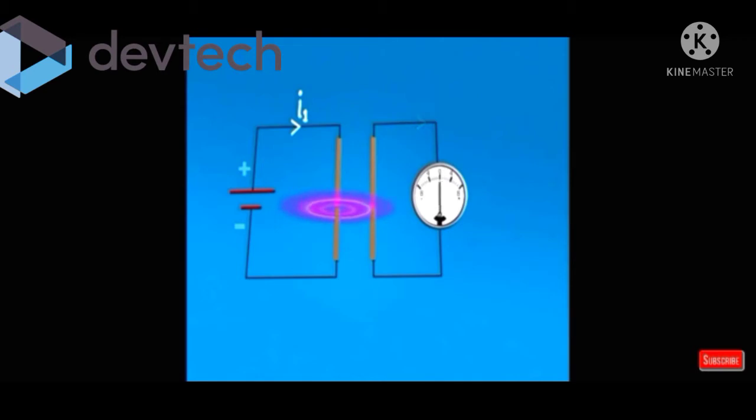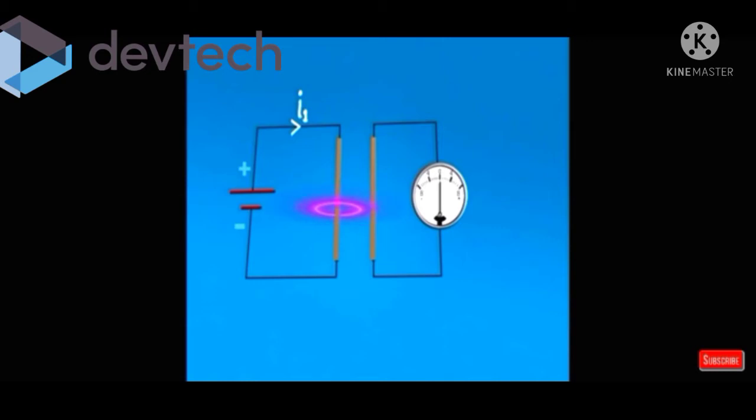But after some time, the deflection becomes zero, because both conductors are stationary, meaning there is no relative movement between them. This is known as dynamically induced EMF.